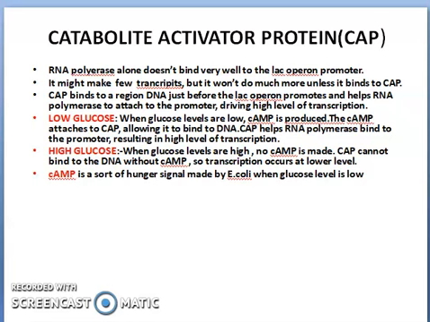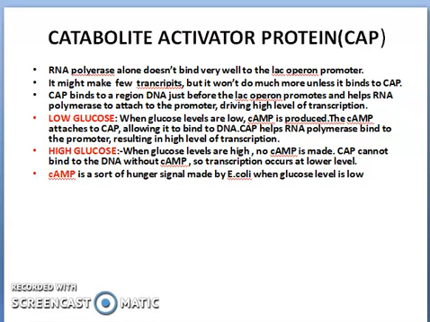Now we will see what cAMP is. It is a sort of hunger signal made by E. coli when the glucose level is low. When cAMP is produced, it signals that the glucose level is low, for which it needs transcription. If the glucose level is low, then the lactose concentration is high. For breaking down lactose, further transcription will take place. So cAMP is a signal that the glucose level is low.